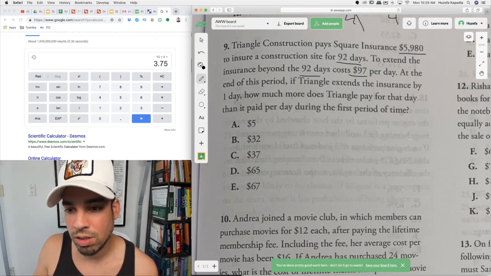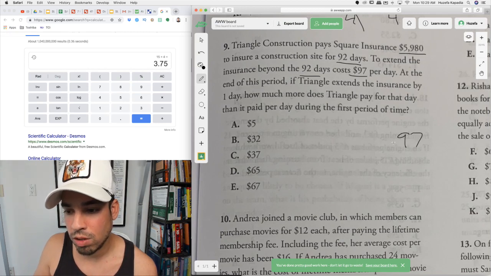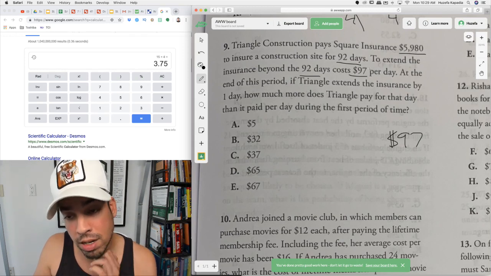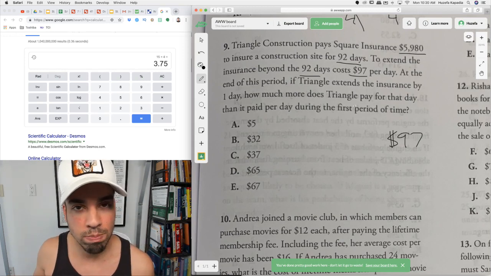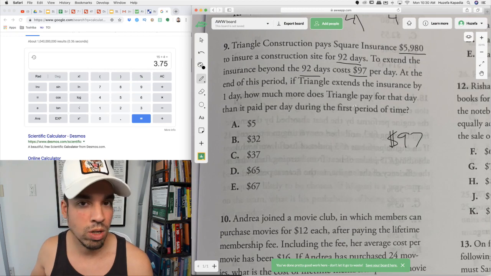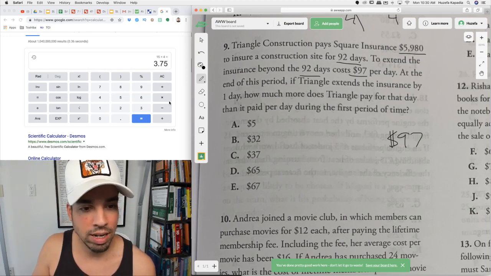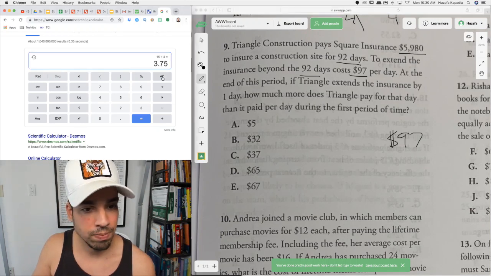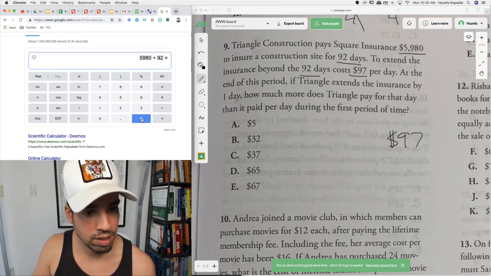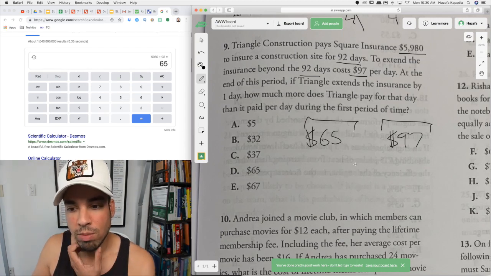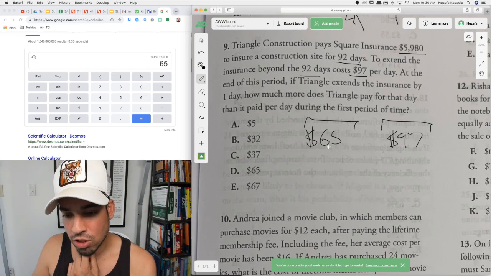We already know that this figure is 97 afterwards, and we want to know how much more this is than what they're paying here per day. But what are they paying here per day? Again, look at the word per. If you're saying per something, whatever comes after the per, you're dividing by that. So we're taking 5,980 and dividing it by 92 days, and we get $65. So they were paying $65 per day, and now they're paying 97. So how much more? It's going to be an additional 32.